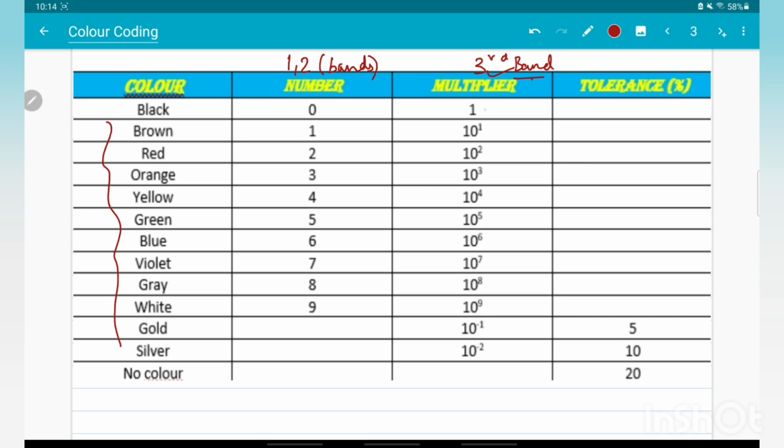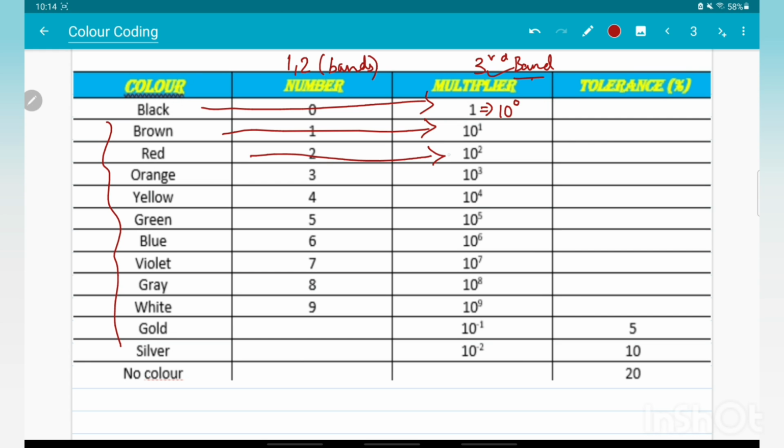Okay, so it goes on like this. One can be remembered as 10 to the power 0, because anything to the power 0 will give us the value as 1. So you have got your different values. For black, the value of multiplier is going to be 10 to the power 0. Similarly for brown, it will be 10 to the power 1.